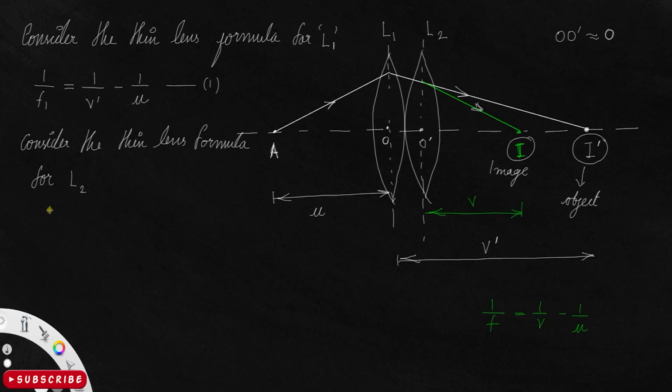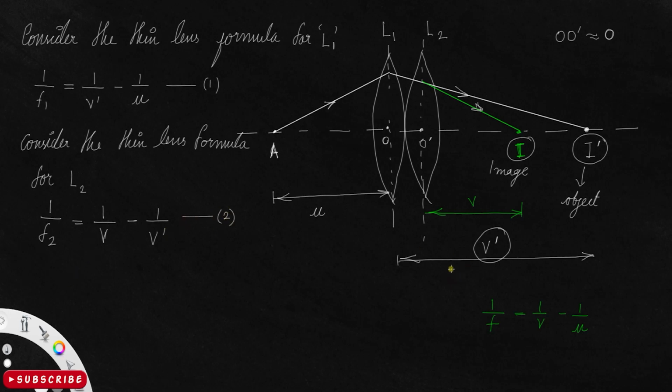So I apply the thin lens formula here. 1 by f2 is equal to 1 by V, since the final image is formed at a distance of V from the optic center, minus, here the object distance is the distance of I dash from the optic center, that is V dash. Clear? Let's call this equation number 2.